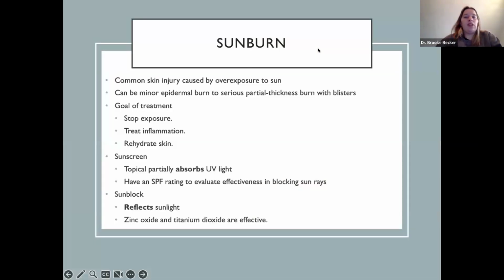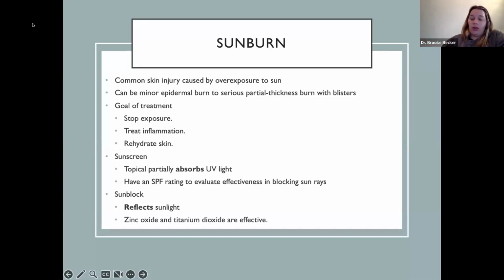Alrighty. All right, sunburn. Probably one of the most common types of burns, right? This can be epidermal to serious partial thickness burns with blisters. So there are different stages of sunburn, 1st through 3rd degree, and that is just looking at the amount of skin layers that are affected. It's commonly caused by overexposure to the sun and not utilizing sunscreen, okay?